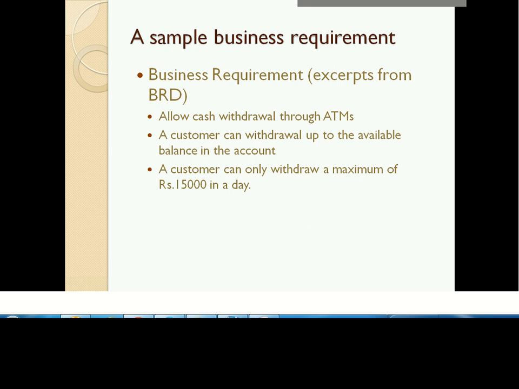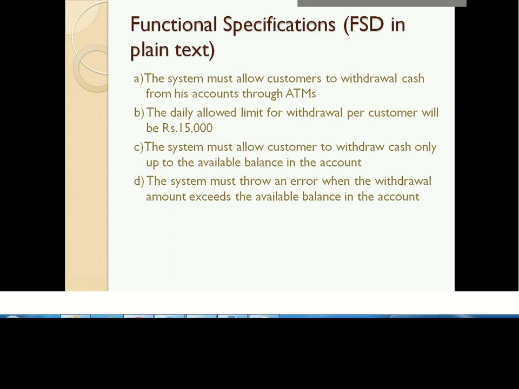For the first business requirement, if we go about writing the functional specification in a plain text format, I think we generally go about it this way. I just thought about it, and this is how we typically write. The system must allow customers to withdraw cash from his account through ATM. So we articulate the requirement. Of course, it's subjective. Each individual could have a different way of writing it.